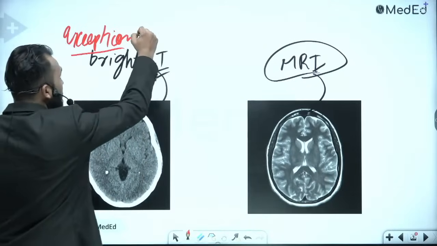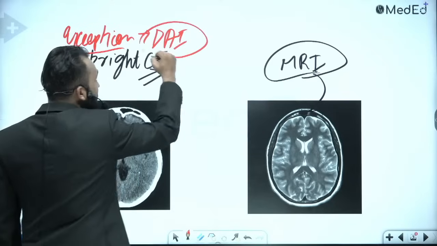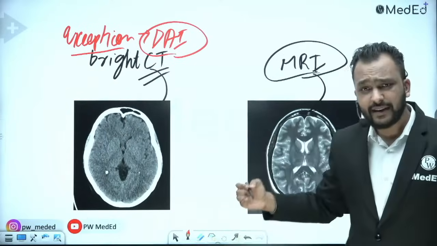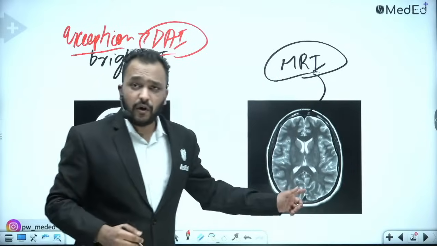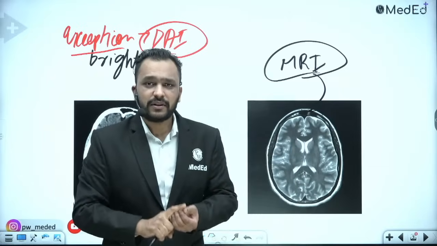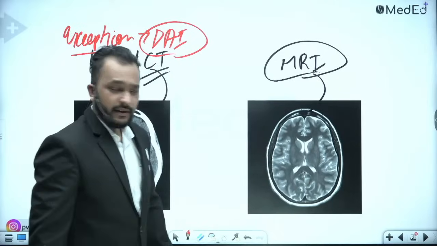So tell me, in which case will CT scan not be the investigation of choice in a patient with trauma? It will be diffuse axonal injury. CT scan will not be the investigation of choice, right? Whereas MRI is the investigation of choice in all patients with tumors, with demyelinating disorders, with infections. MRI will be the investigation of choice, right?